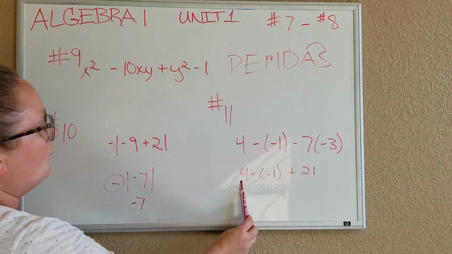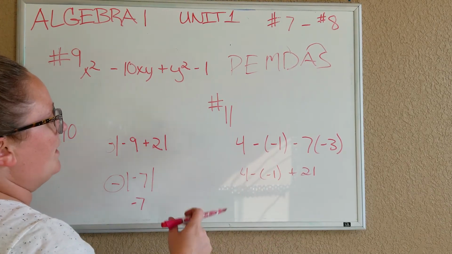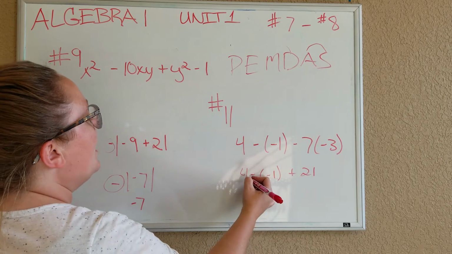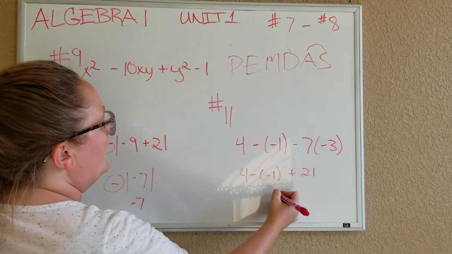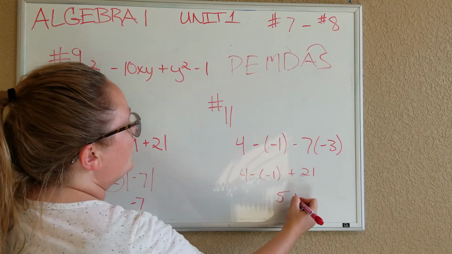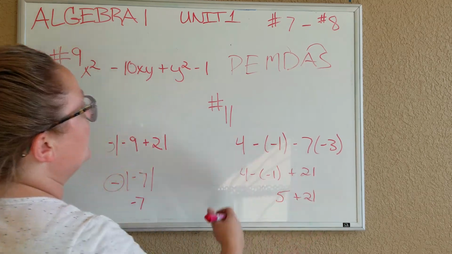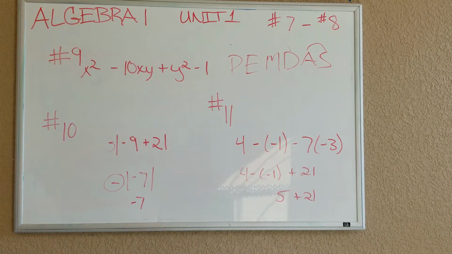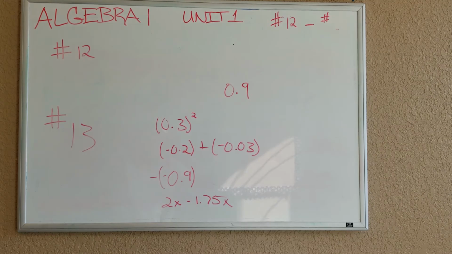So you're going to go 4 minus negative 1. So minus negative actually means positive. So this is 4 plus 1 gives you 5, plus 21, and you finish it off by going 5 plus 21 equals 26.